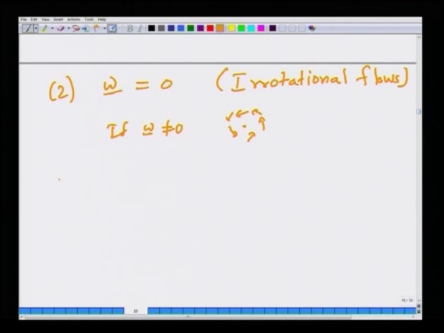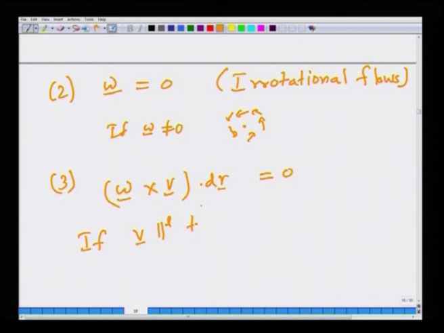Okay. So, that can happen, and omega cross V dot dr can be 0 if V is parallel to dr. That is because if V and dr are parallel, then omega cross V will point in a direction perpendicular to V, because the cross product of two vectors points in a direction perpendicular to both vectors. If V and dr are in the same direction, then omega cross V will be orthogonal to dr. So, the dot product of the two vectors is 0.